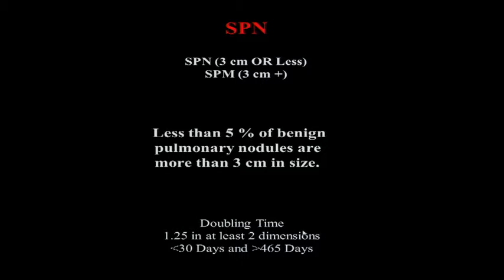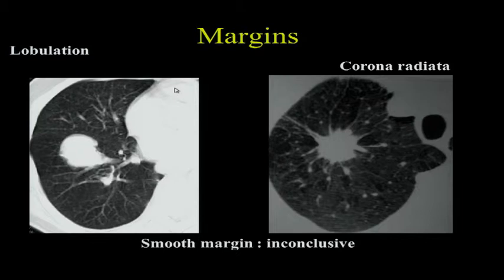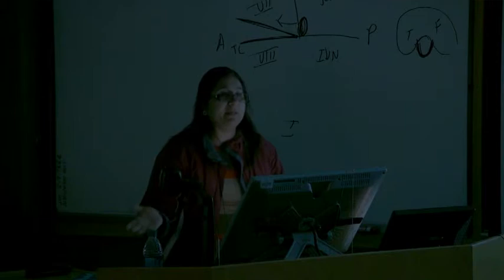All right, looking at just solitary pulmonary nodules very basically, so this lesion has marginal lobulation. As you can see, there's broad lobulation and gentle lobulation. This is corona radiata or marginal spiculation. Just remember that when you see lobulated margins and spiculated margins, you know it's probably malignant. But smooth margins are indeterminate. It means nothing. It could be mets, it could be benign.